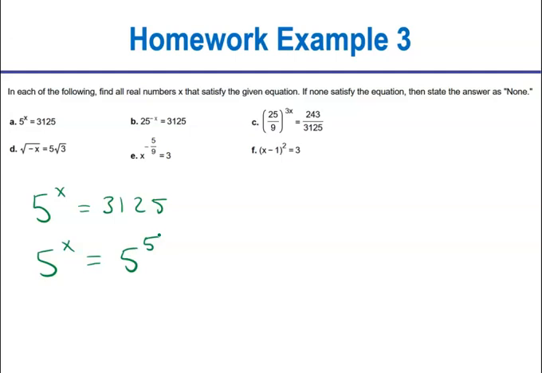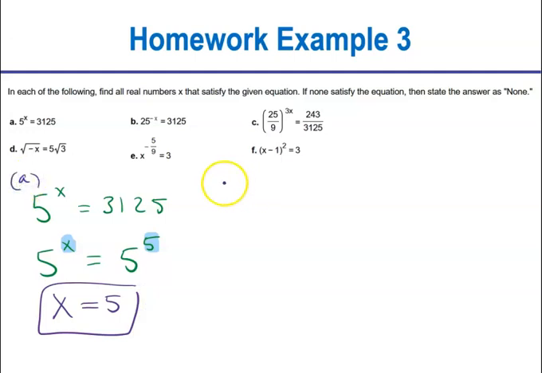Now what does that mean? Well, that must mean that x is equal to 5. For that to be true, that's going to have to be the case. So x is equal to 5 in that first situation. So that's A. Let's check out B.